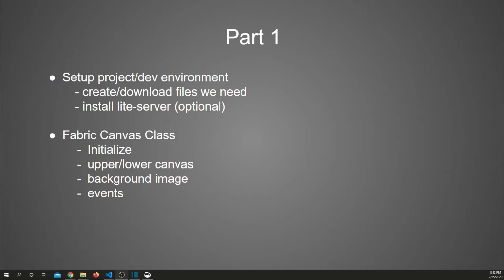Then, we'll start working with the Fabric Canvas class. We will create the element in the template. We will initialize this Fabric Canvas object. We'll briefly talk about what upper and lower canvas is. We'll add a background image, and take a first look at events in the canvas.